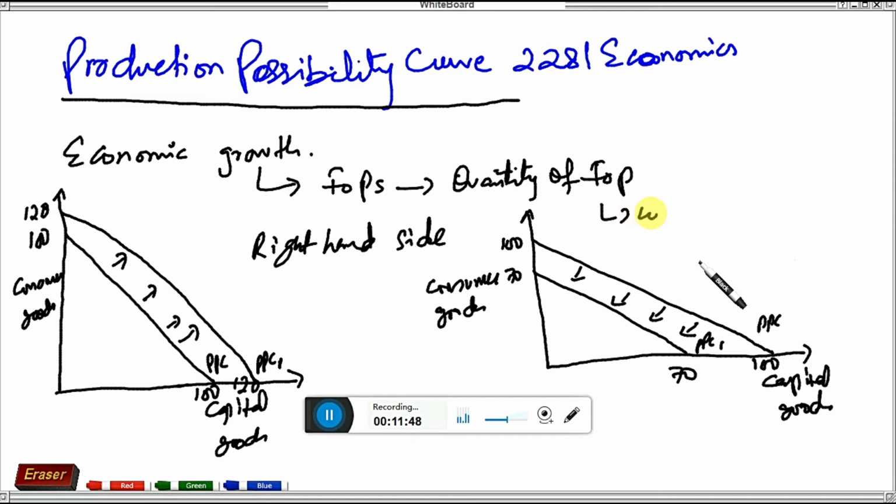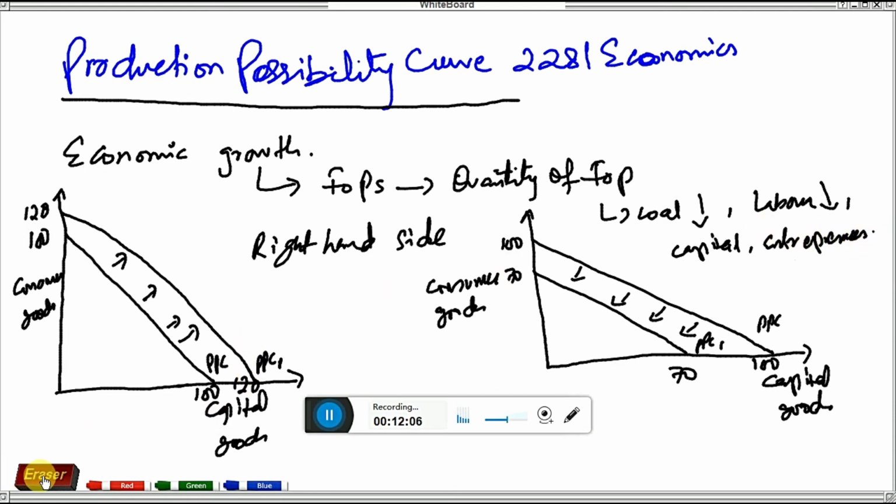Maybe there was a lot of coal which was used earlier, now it has depleted. Maybe the labor workers are not trained enough, they are decreasing with the passage of time. Maybe the capital has decreased and the entrepreneurs who were willing to take the risk are not ready to take the risk any further. So there could be many reasons for that.